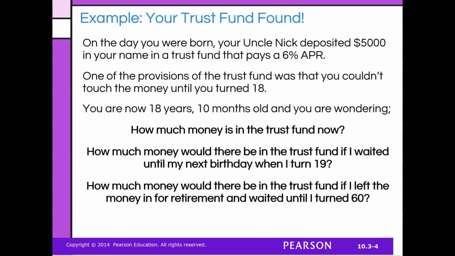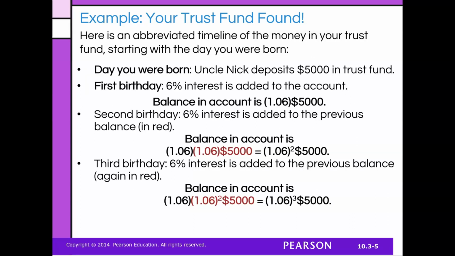So on the day you were born, your Uncle Nick deposited $5,000 in your name in a trust fund that pays a 6% APR. One of the provisions of the trust fund was that you couldn't touch it until you were 18. So you're 18 years, 10 months old, and you're wondering, how much is in the trust fund? How much money would there be in the trust fund if I waited until my next birthday? And how much would there be if I left it until I turned 60? So let's take a peek.